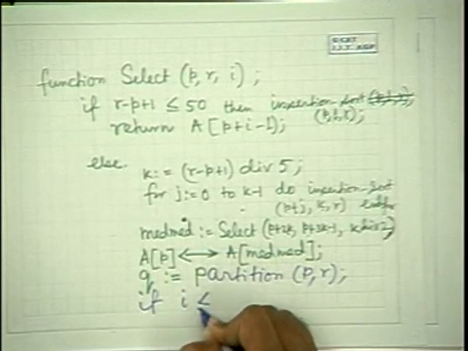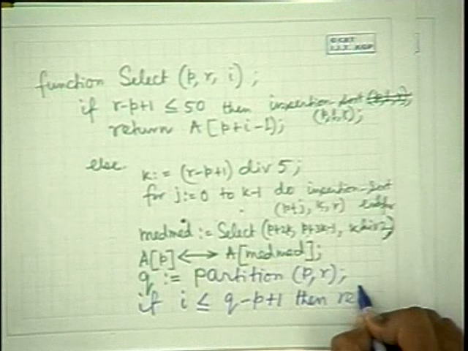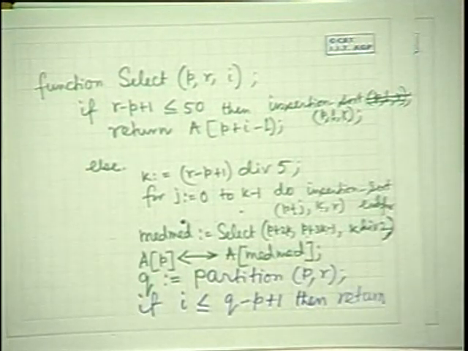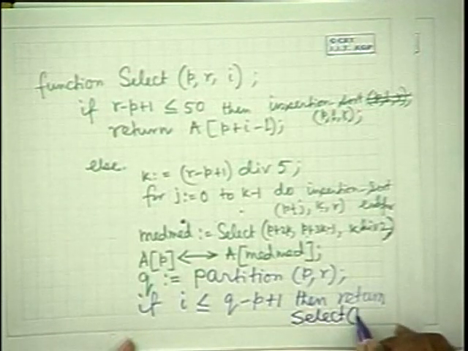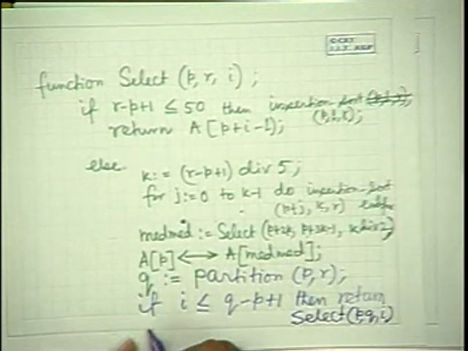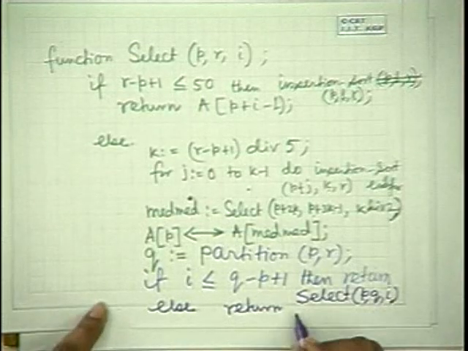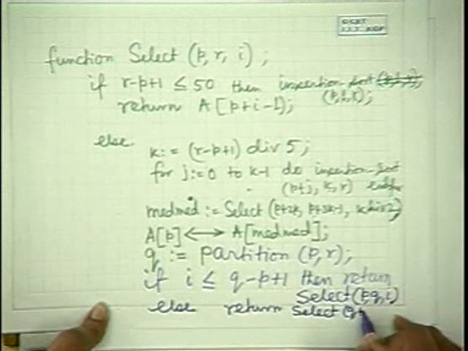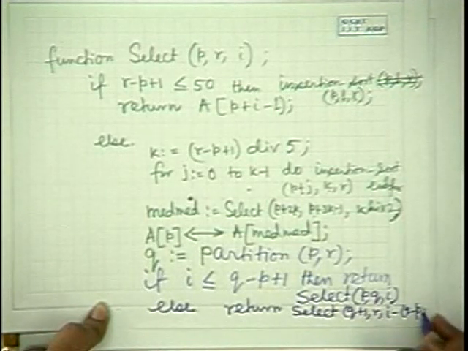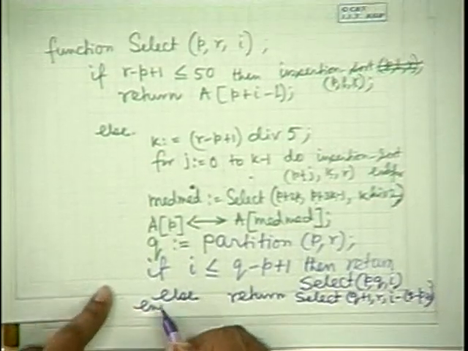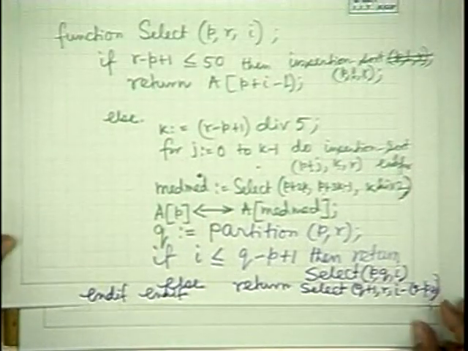If i is less than or equal to q minus p plus 1, then return select. I am reading it, just hold on.